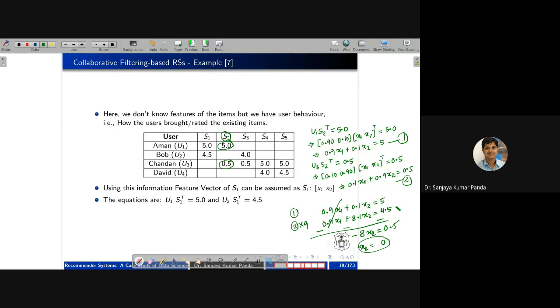If you put the x2 value here, then 5 divided by 0.9, you will get a value which is close to 5.5. Rating cannot be negative. That's why we consider this as 0, because 0.1 minus 8.1 gives minus 8 x2, and this is 0.5. So x2 is 0.5 divided by 8. It is a negative value, so we consider that as 0. In a similar fashion, if you find the S3, S4, S5 features, you will get the corresponding x1 value and the corresponding x2 value.